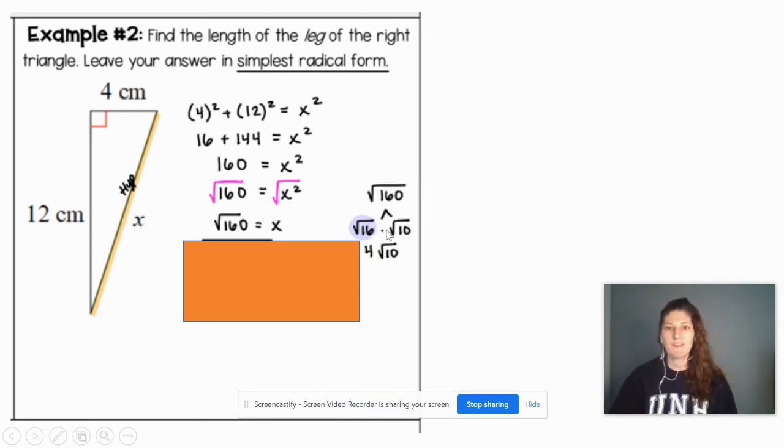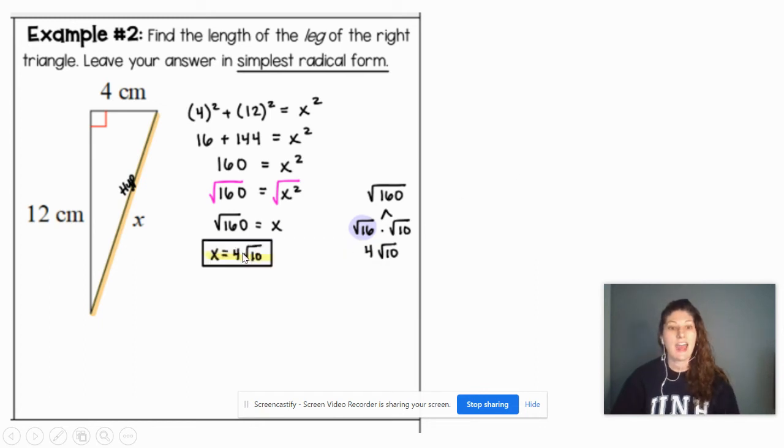The largest perfect square that went into 160 was 16. And you can see here how I simplified that radical. And there is my final answer, and I should have added in centimeters. So add that into your notes.